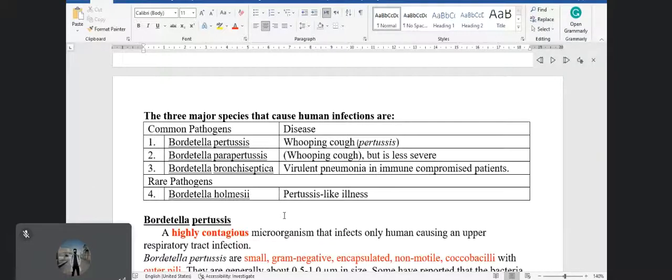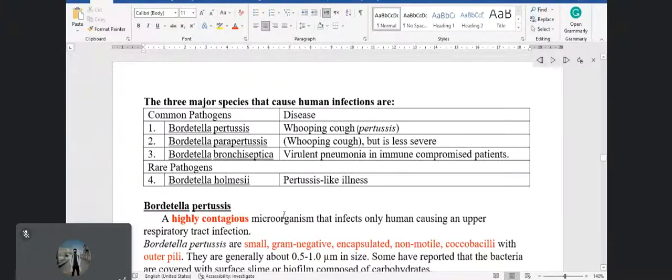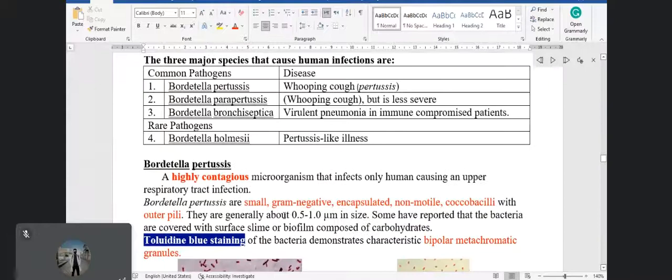Holmesii actually produces a pertussis-like illness, a chronic cough. Of course, pertussis is highly contagious, especially in the catarrhal period. Pertussis passes into 3 stages: catarrhal, paroxysmal and convalescent phases. The catarrhal phase is where the microorganism is highly contagious.